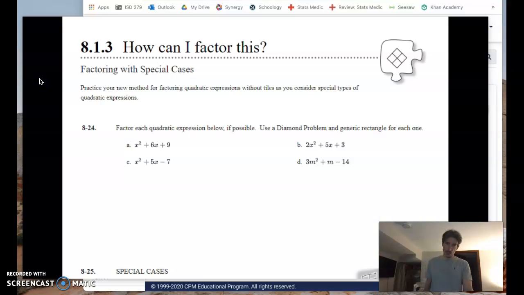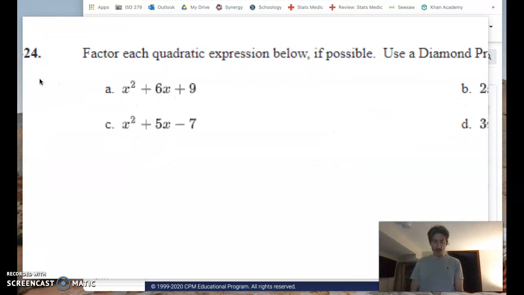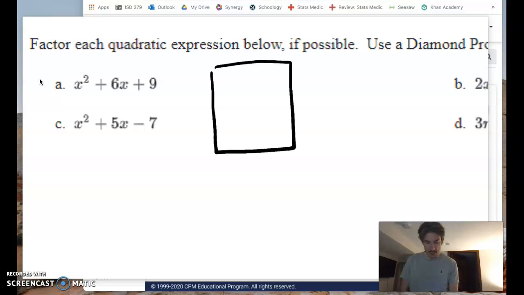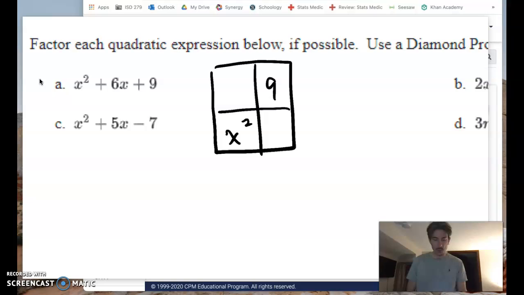We're going to start with 8.24. It says, factor these quadratic expressions. Use the diamond problem and the generic rectangle for 8.1. I'll remind you guys of this in part A, how we're going to do this. They say use both of these things, so I'll set up my generic rectangle. Remember, we can put the first term in the lower left-hand corner. We can put the last term in the upper right-hand corner.